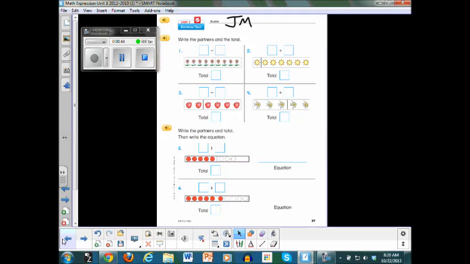Boys and girls, for number 1, 2, 3, and 4, you're going to do the same thing. Number 1 is dealing with flowers. Number 2 is dealing with suns. Number 3, apples. And number 4, fish. It says write the partners and the total. Say partners. What are the partners for the flowers, boys and girls?